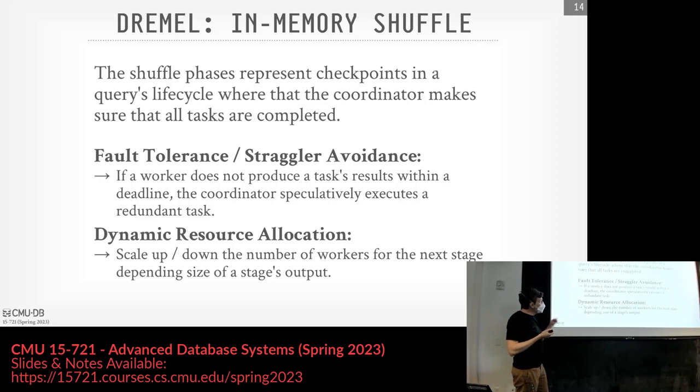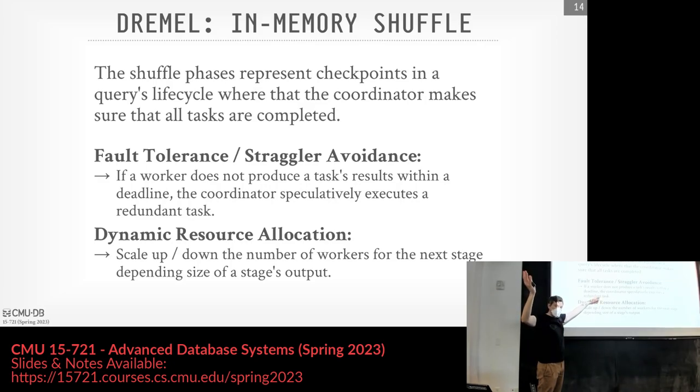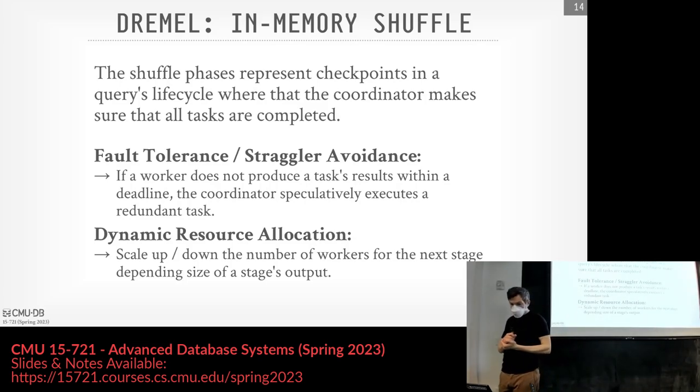So if a worker doesn't produce the task result within some threshold or some timeline deadline, the coordinator can then fire up another worker and say, okay, you're responsible for executing this task now, right? And we can do that without having to rebalance anything upstream, right? It's isolated to just what happens in that stage. Again, this is why we want the task to be deterministic. So no matter how many times I rerun it, I produce the same result.